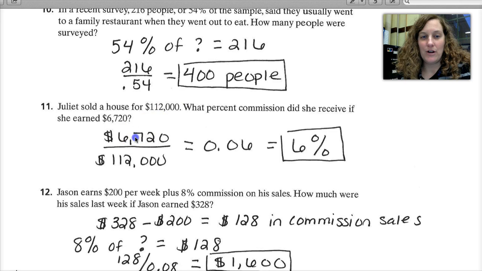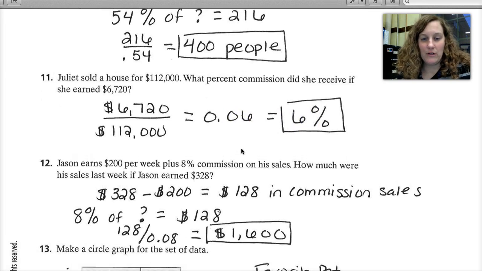Juliet sold a house for $112,000. What percent commission did she receive if she earned $6,720? This is no different than saying how many women out of total students. We're saying 6,720 out of 112,000 total gives us 6%. So she made a 6% commission on selling the house.